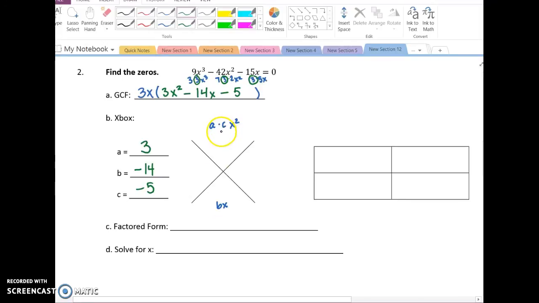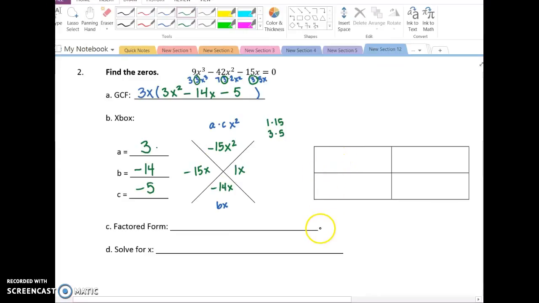So AC x squared, if I multiply 3 times negative 5, I have negative 15x squared. And then b is going to be negative 14x. Again, it's sometimes helpful to write down the things that multiply to make 15. We've got 1 and 15, 3 and 5, and those are the only options. And if you notice, if you make the 15 negative and the 1x positive, that does add to make a negative 14.